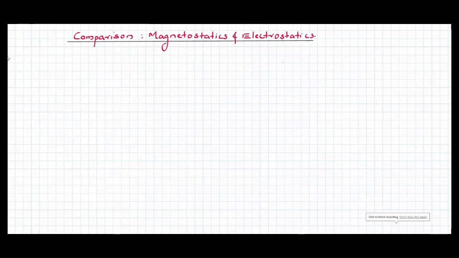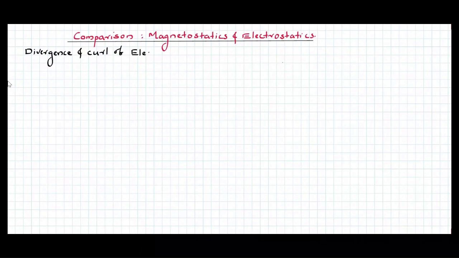Good morning all. The next section is magnetic vector potential. Before that, let us compare magnetostatics and electrostatics. In both magnetostatics and electrostatics, we have studied the divergence and curl.